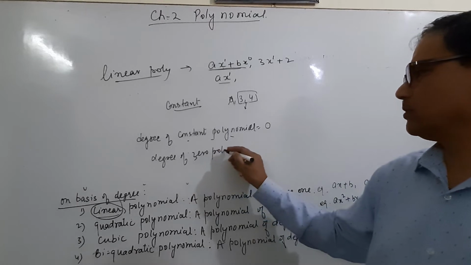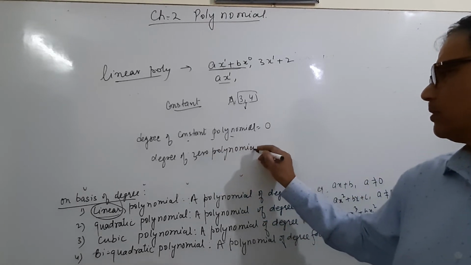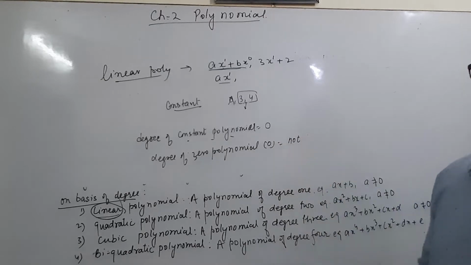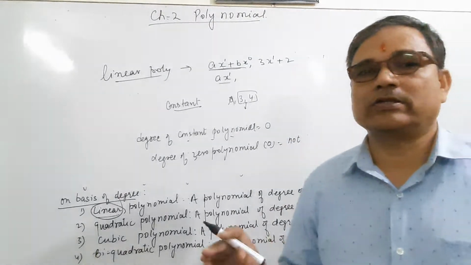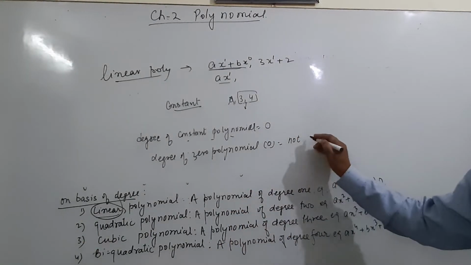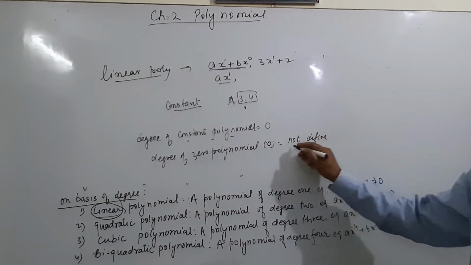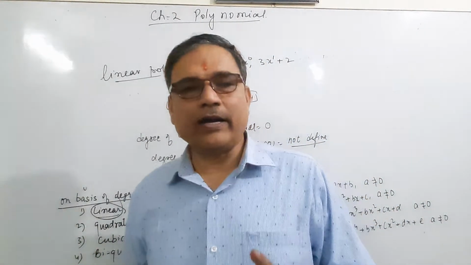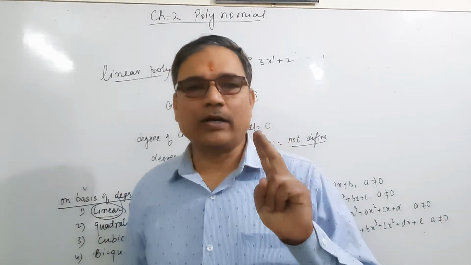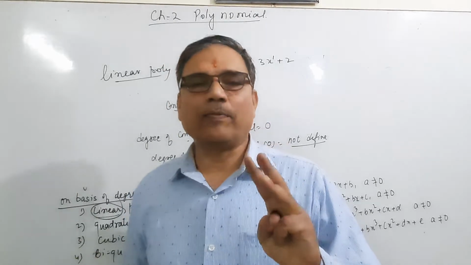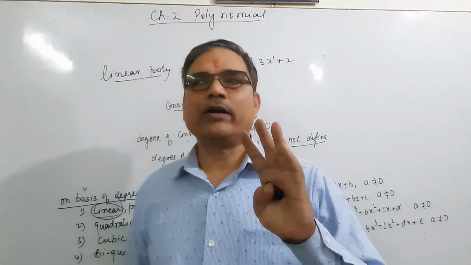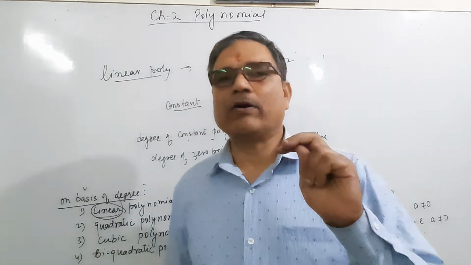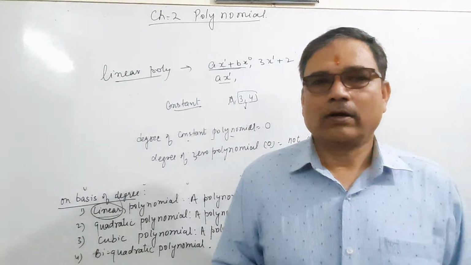The degree of the zero polynomial is not defined. It has no value. That means the degree of 0 is not defined, the degree of a constant polynomial is 0, the degree of a linear polynomial is 1, the degree of a quadratic polynomial is 2, the degree of a cubic polynomial is 3, and the degree of a biquadratic polynomial is 4.